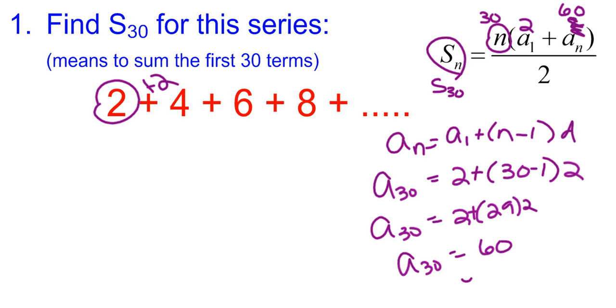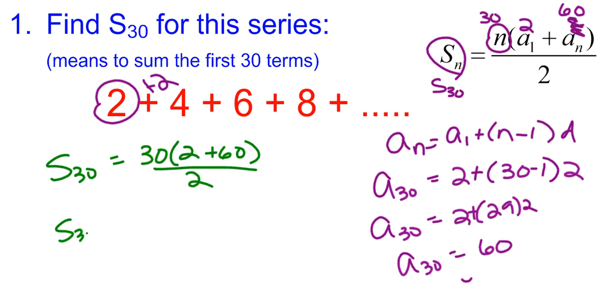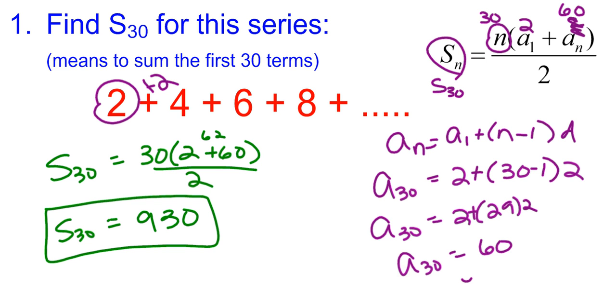To apply this, S sub 30 equals 30 times 2 plus 60, divided by 2. So 62 times 30 divided by 2. When I plug all that in my calculator, I get 930. So what we found is if we kept going with this sequence, plus 10, plus 12, plus 14, for 30 terms, and add all those numbers up, I get 930.